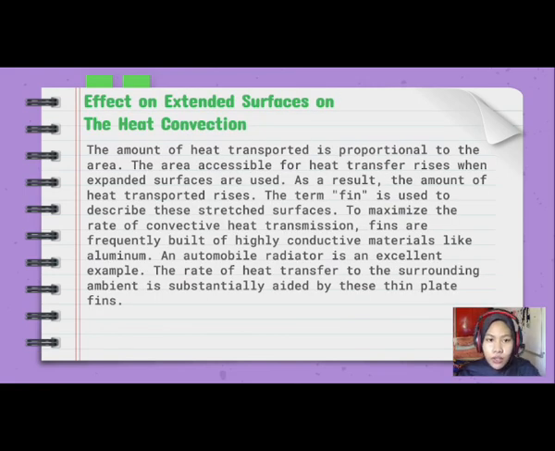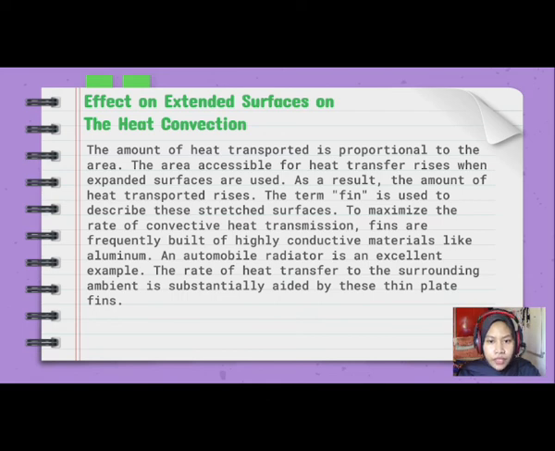Next question is on the effect of extended surfaces on heat convection. The amount of heat transported is proportional to the area. The area accessible for heat transfer rises when extended surfaces are used. As a result, the amount of heat transported rises.